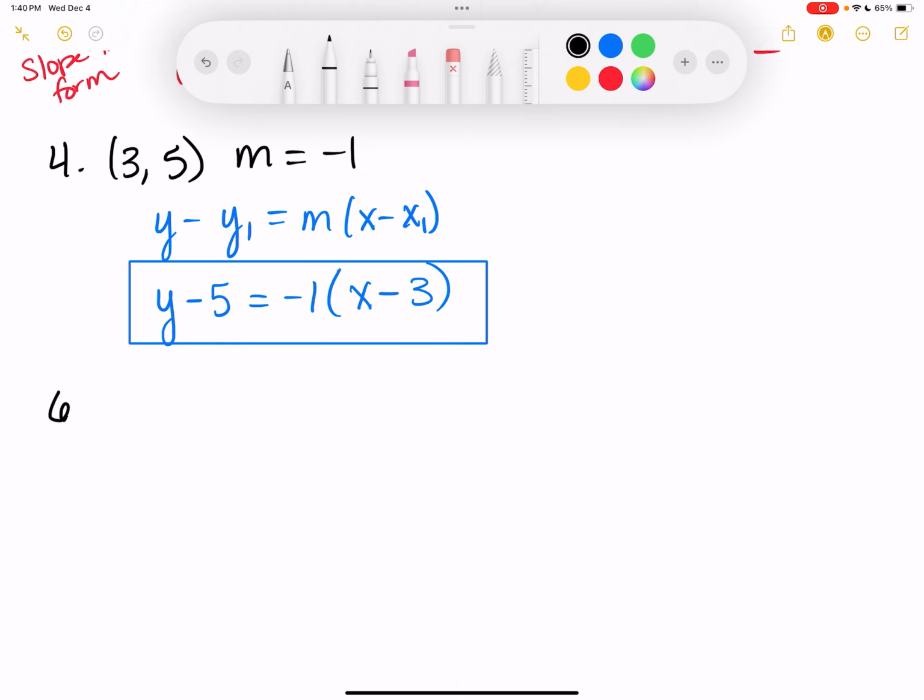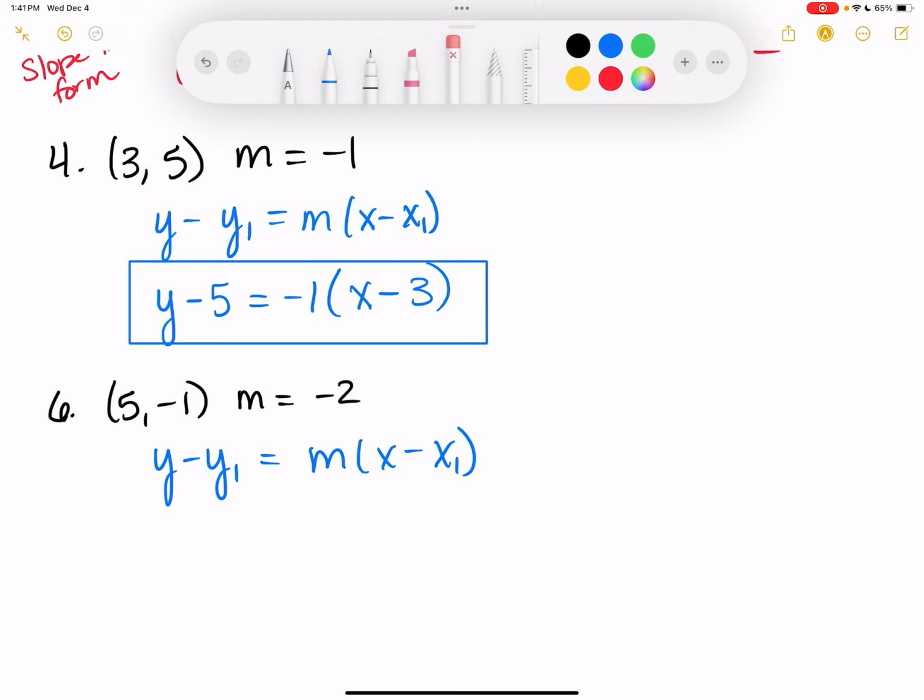Number 6. The point is (5, -1) and m equals -2. So, point-slope form, y minus y1 equals m times x minus x1. So, what am I plugging in here? Y minus, or y plus 1. Yep, because minus a negative will be plus. And then -2 times x minus 5. Yep, and that would be your equation of your line right there.